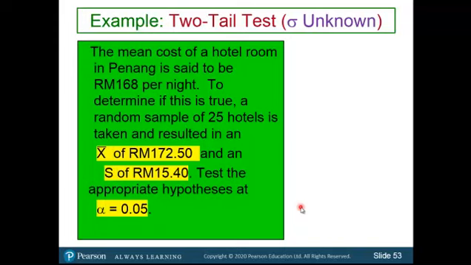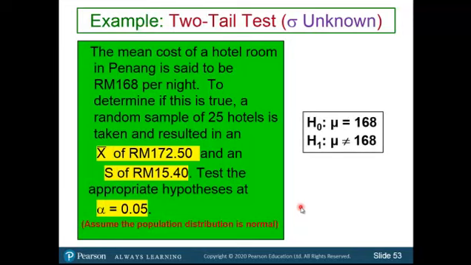So this is an example for two-tailed test where standard deviation of the population is unknown. So we also have to assume the population distribution is normal. So here we have to state our hypothesis, null and alternative. Mu is equal to 168 for the null hypothesis. For the alternate hypothesis, stated as mu not equal to 168 RM per night.